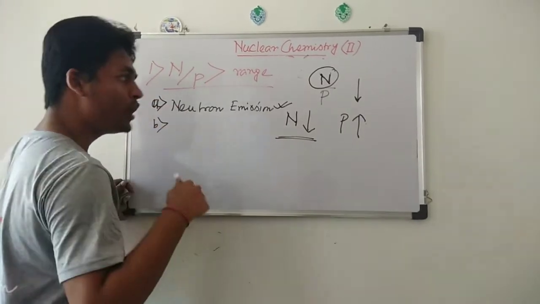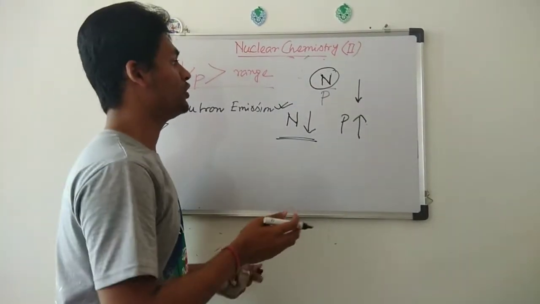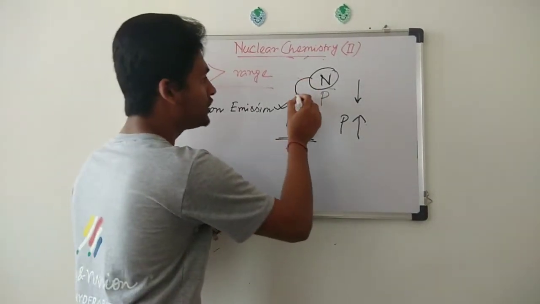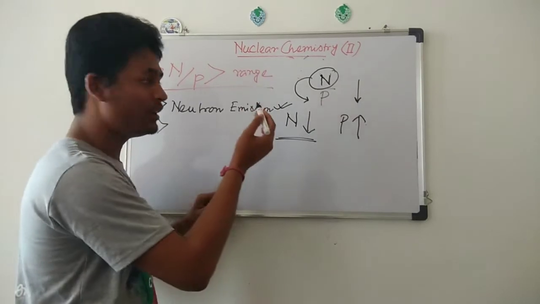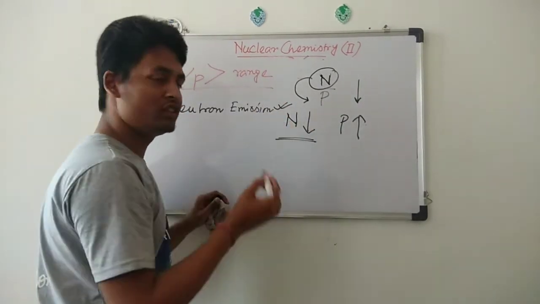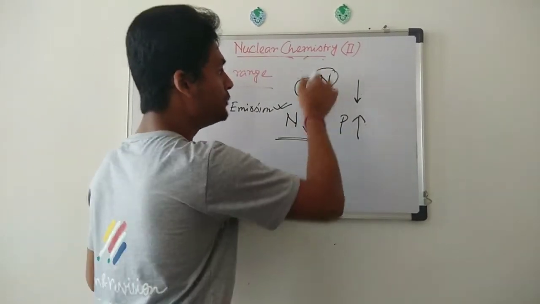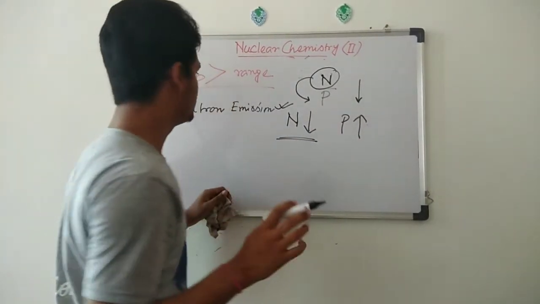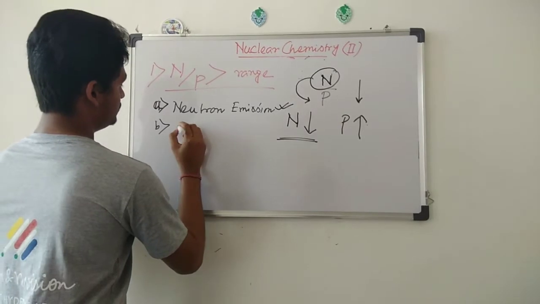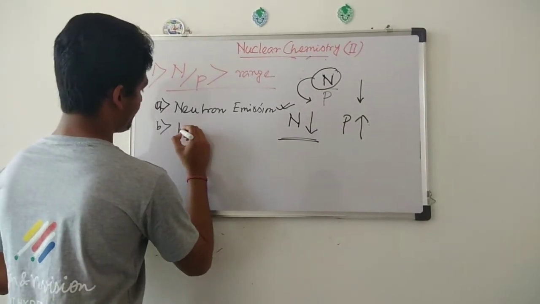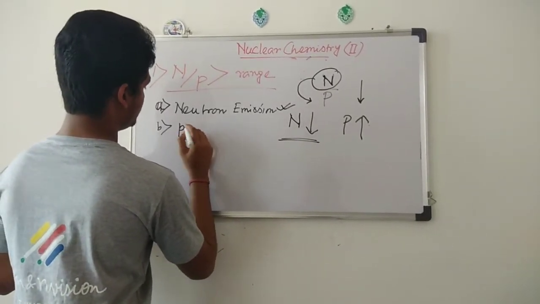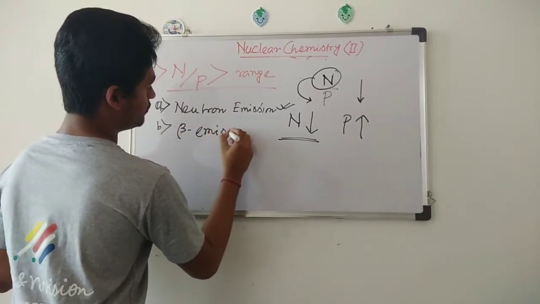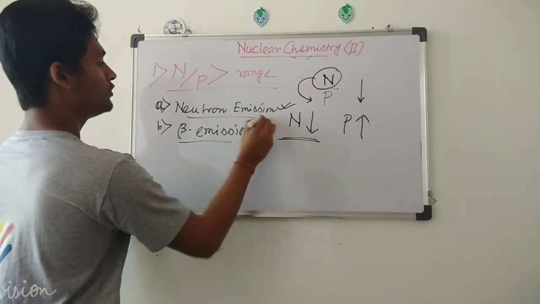And the second is one neutron converting into a proton. If one neutron is converting into a proton, then one neutron is less and one proton is increasing. So the N by P ratio as a whole will decrease and come to the stability range. That is called beta emission.